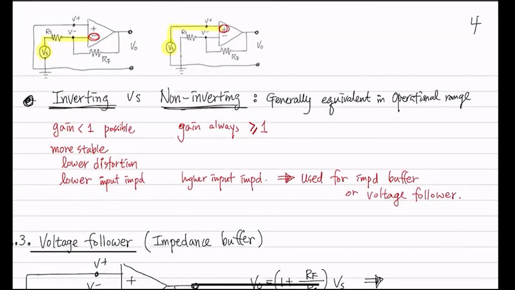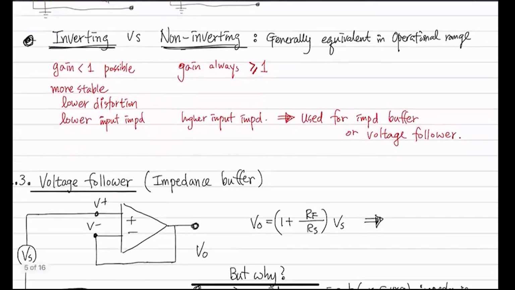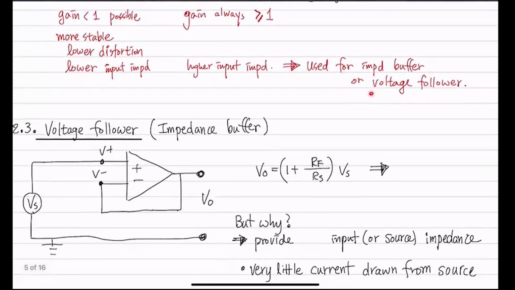And the last piece of information, this guy has a high input impedance, and that is going to lead us to another concept, which we are going to talk about down here: a voltage follower, or an input impedance buffer. This is a special case of the non-inverting amp, where RF is 0 and RS is infinite.